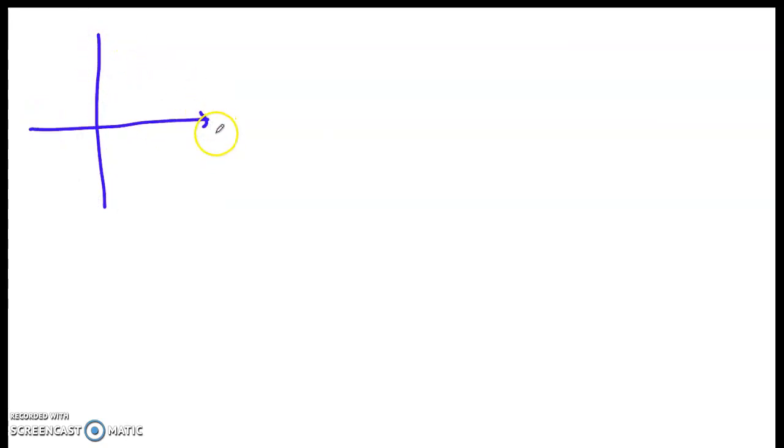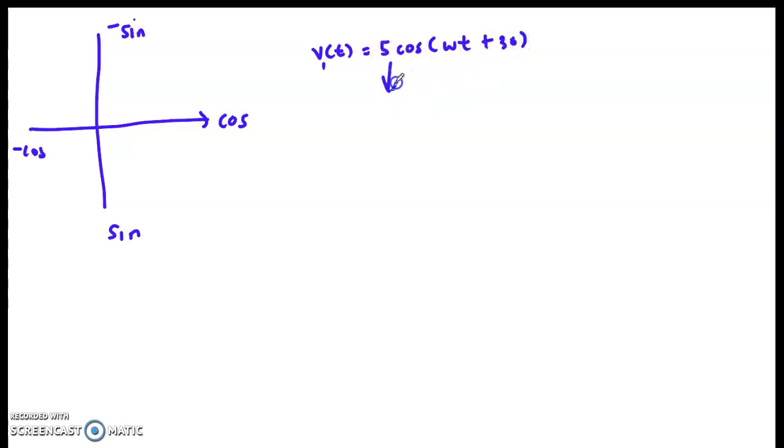So let's say here is cosine and here is sine. This one needs to be the opposite, and this one is minus sine. Okay, so you are given a function v1(t) equals 5 cos(omega t plus 30). How are you going to change this to sine? Just 5 sine(omega t plus 30), but what is the number here?